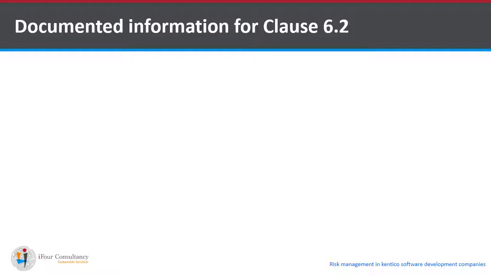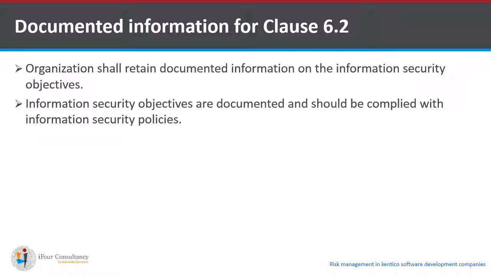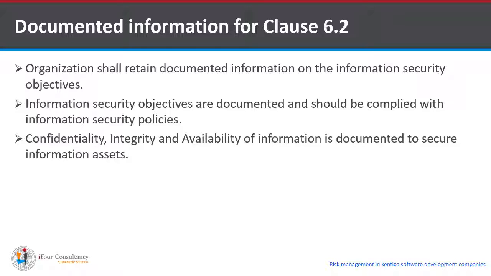What is the documented information for Clause 6.2? The organization shall retain documented information on the information security objectives. Information security objectives are documented and should comply with the information security policies that are set by the organization. Confidentiality, integrity, and availability of information are documented to secure information assets, that is hardware, software, people, etc.